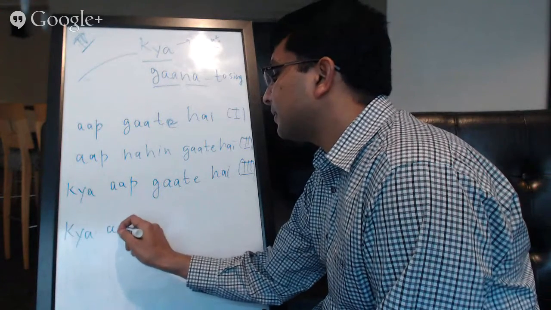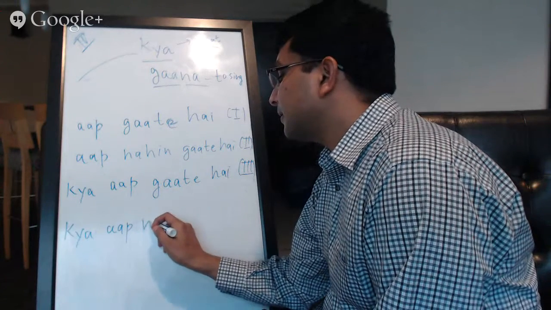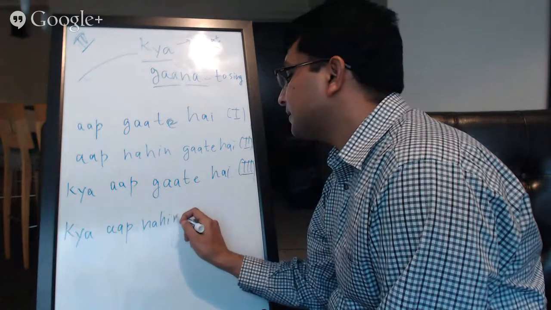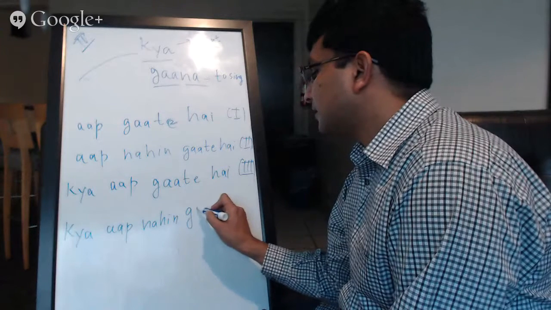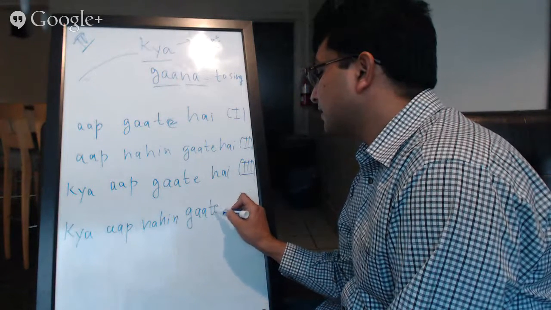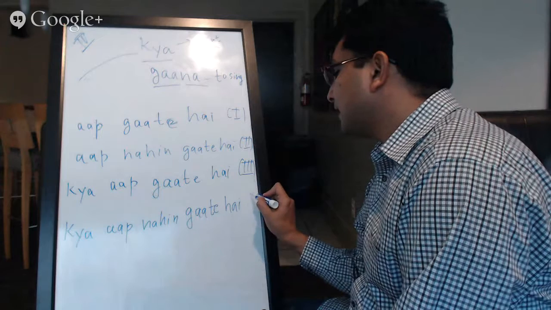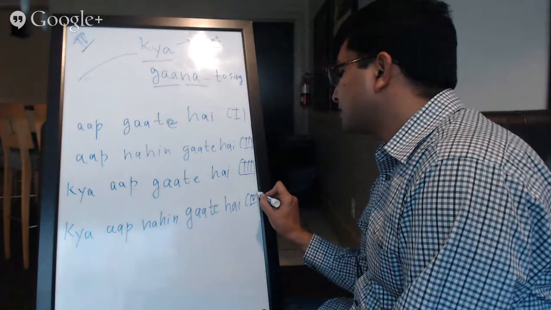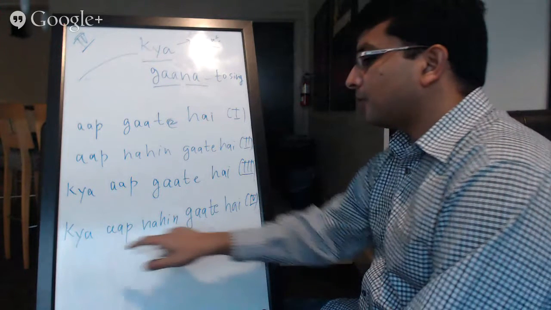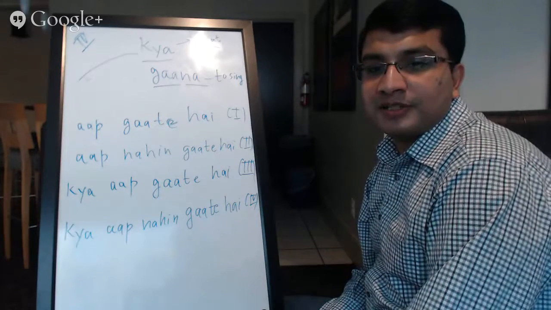And the fourth one is don't you sing? क्या आप नहीं गाते हैं? That's our fourth form. क्या आप नहीं गाते हैं? Interrogative plus negative.